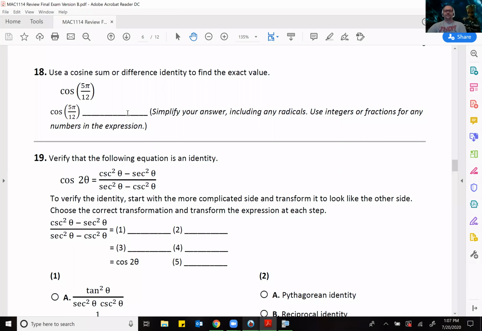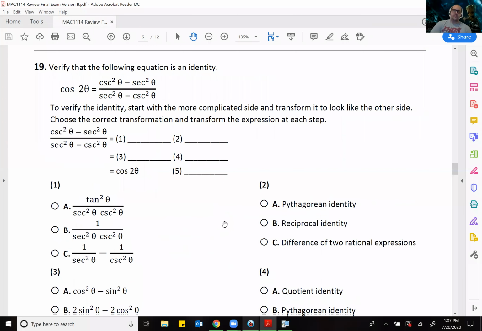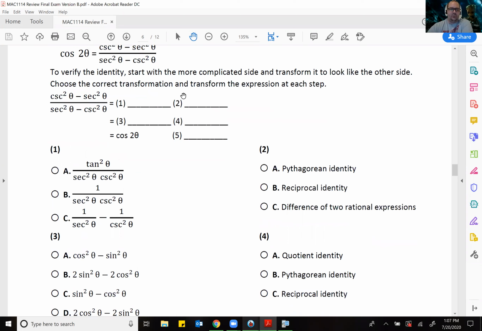Okay? Now this one, they want you to make this side right here look like cosine double angle. So it's basically kind of like a proof, and you're telling me what you're using as you move through each one. And it's a nice drop down menu for you when you're in the exam. So right here, we actually just made it multiple choice.